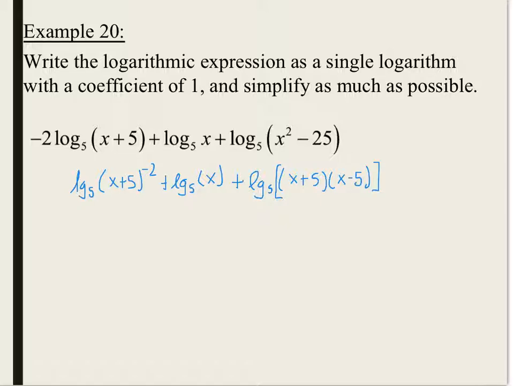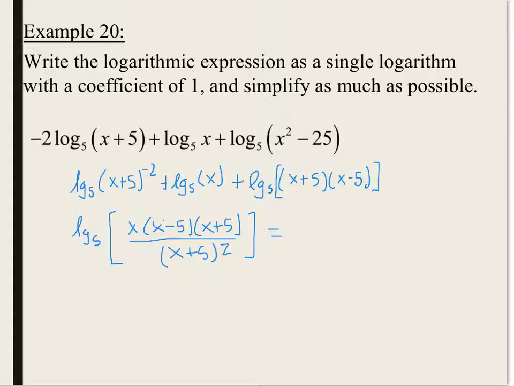Now, I'm just going to use the product rule here, right? So if I use the product rule, I get the log 5, and on top I'm going to get x, and I'm going to get x minus 5 times x plus 5, and on the bottom, because I have x plus 5 raised to the -2 power, I have x plus 5 squared. And we can see that I can simplify this because the square goes away of one of the x plus 5's. So now I'm going to get log 5 of x times x minus 5 all over x plus 5. So that's our final result.